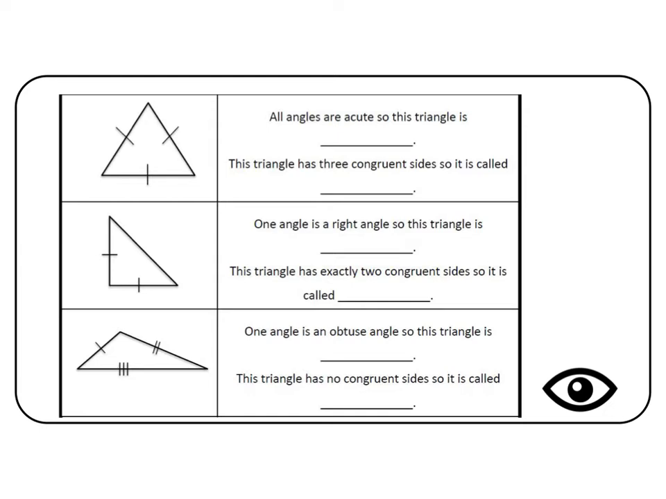On this first triangle, all the angles are acute. So if we look at the angles, all of them are less than 90. That means that this is an acute triangle. But this triangle also has a second name. This triangle has 3 congruent or equal sides. We can tell that by these little marks. These marks tell us that they are equal. When all 3 sides are equal, we call that triangle an equilateral.